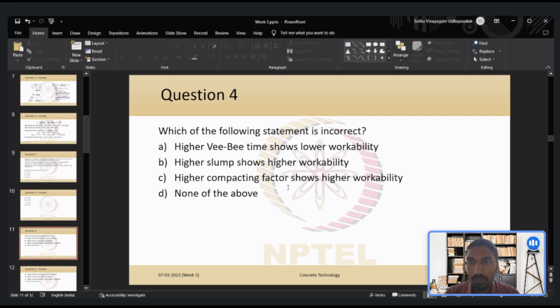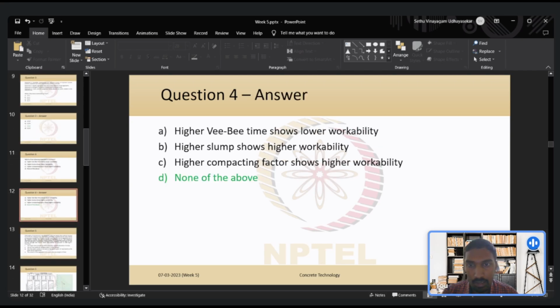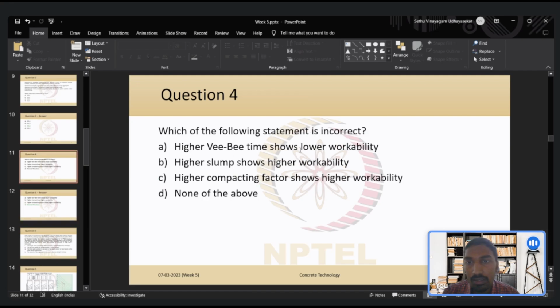Okay, so we have 4 different statements related to workability. So let's look at the answer. So the answer is none of the above, which means that all the 3 statements A, B and C are correct. Okay, so all these 3 different quantities are used to measure workability, and the relationship that is defined here is also correct.